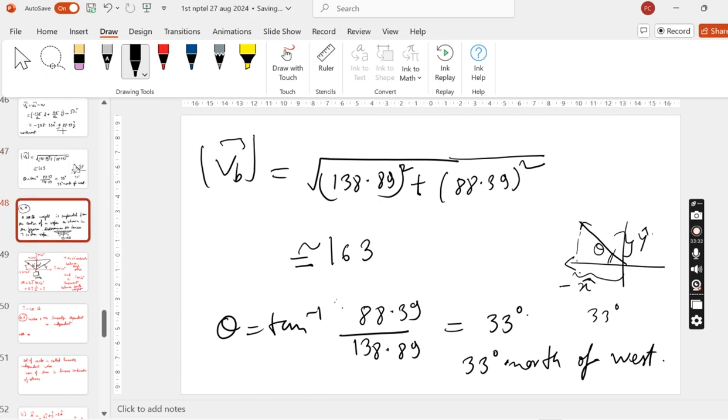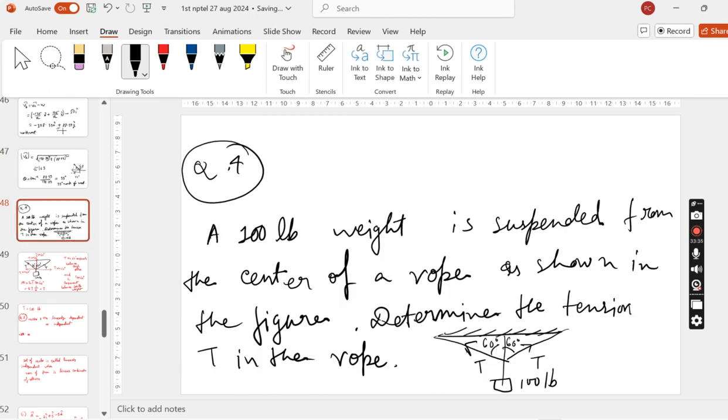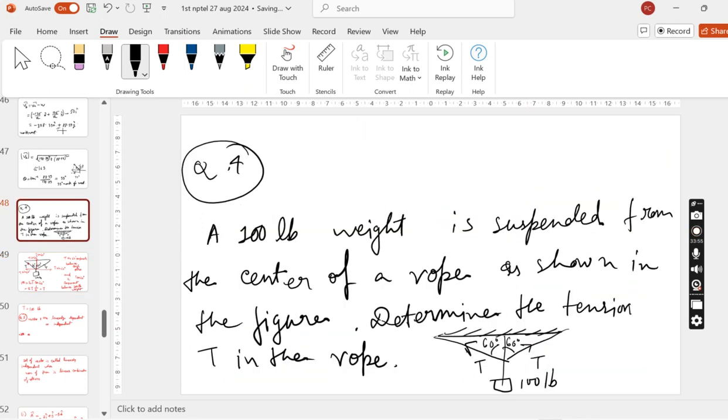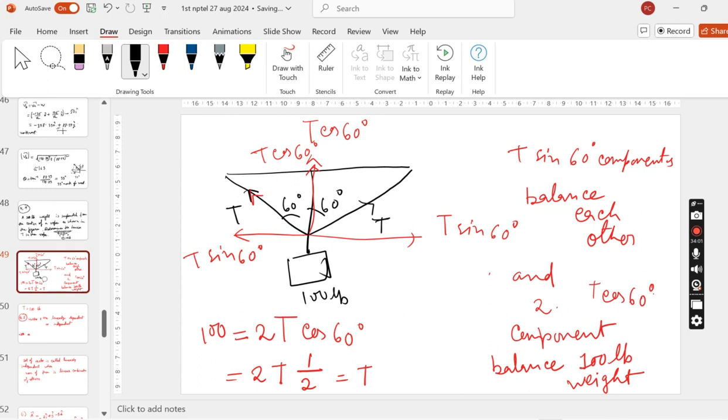Now moving to question number 4. A 100 lb weight is suspended from the center of a rope as shown in the figure. Determine the tension in the rope. So that is the rope. The tension is in this direction, and 100 lb is suspending from the rope.